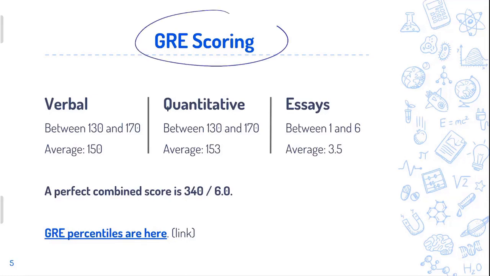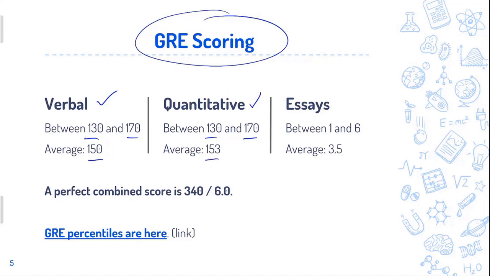So GRE scoring is pretty easy to explain. The verbal and the quantitative parts of the test are each scored between 130 and 170 points. So 130 is like a 0 and 170 is perfect. For the verbal, 150 is average, and for quantitative, a 153 is average.